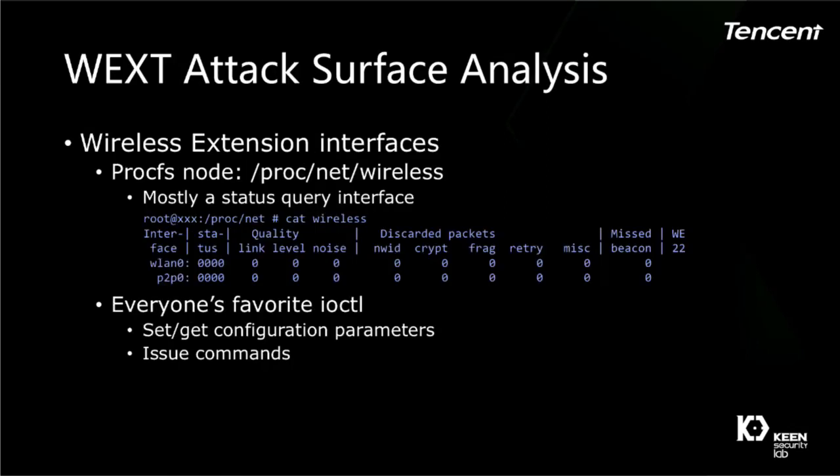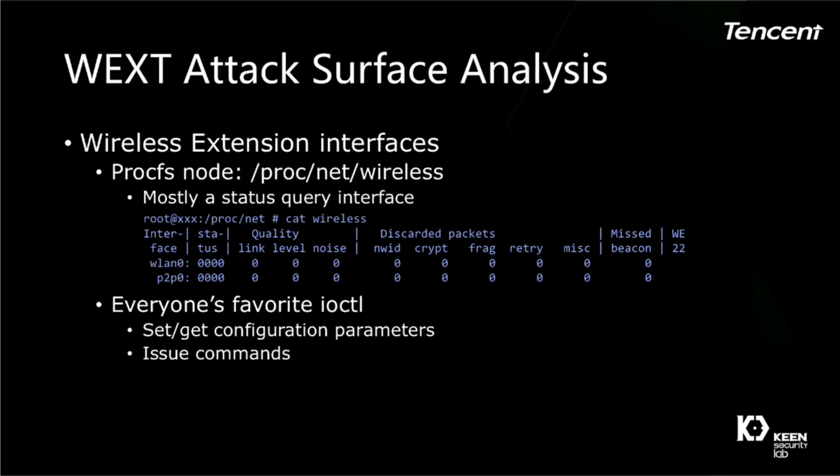Okay, so let's look into the interface itself, the wireless extension API. It comes in 2 major interfaces. One of them is implemented as a procfs node, which just provides some status you can query, basically by reading that file under /proc/net/wireless. You'll see some statistic data of different wireless interfaces, which does not provide too many features. So this is not likely to be a major attack surface of the wireless extension.